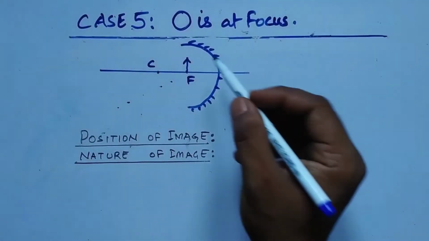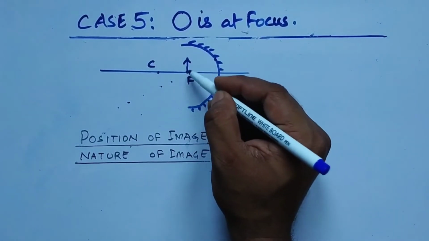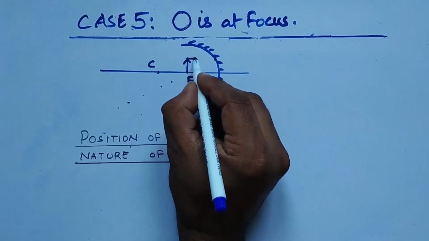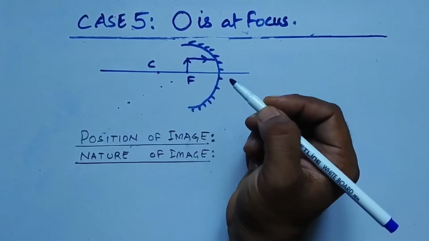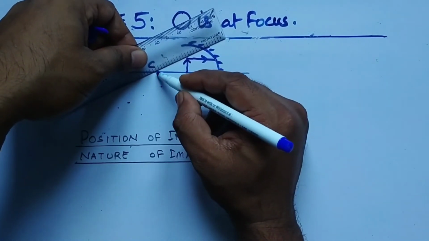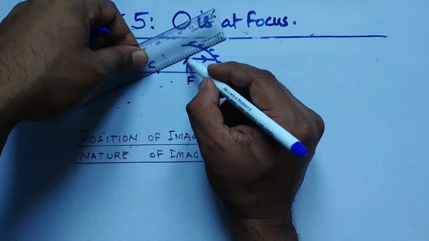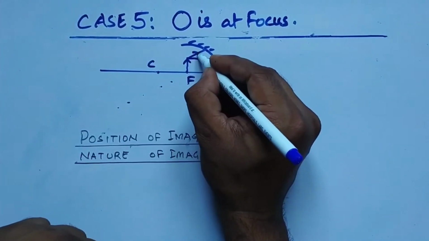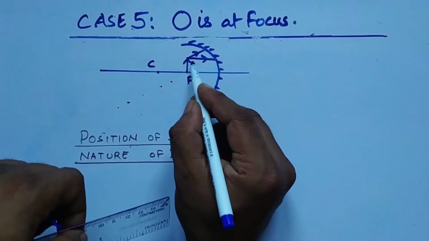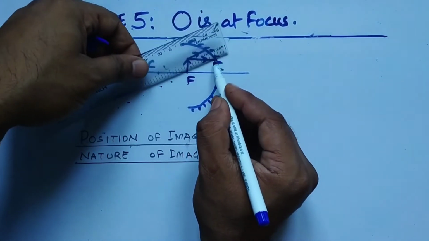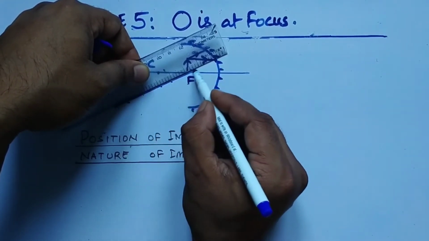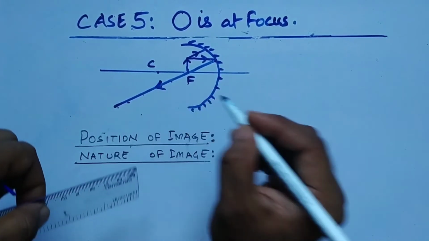Now let us discuss another case in which the object is kept at focus. When the object is kept at focus, again let us consider two standard rays. The very first standard ray will be parallel to the principal axis, and another standard ray will be in such a way that it will be in line with center of curvature. So this will be the second incident ray. The very first standard ray, as it is parallel to the principal axis, will pass through focus.